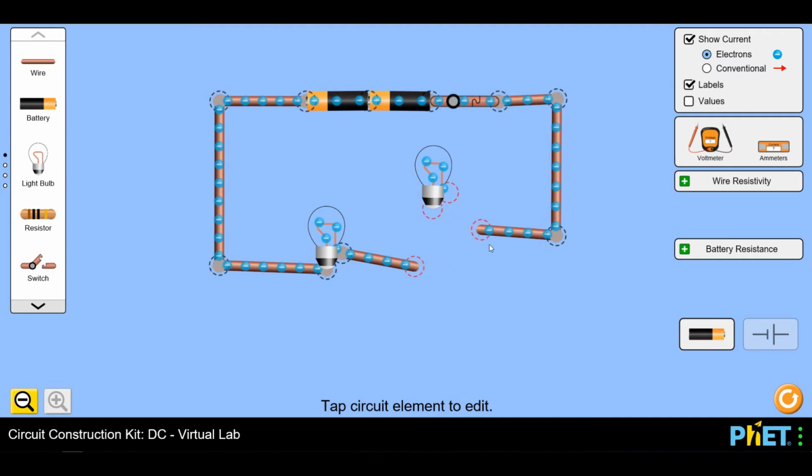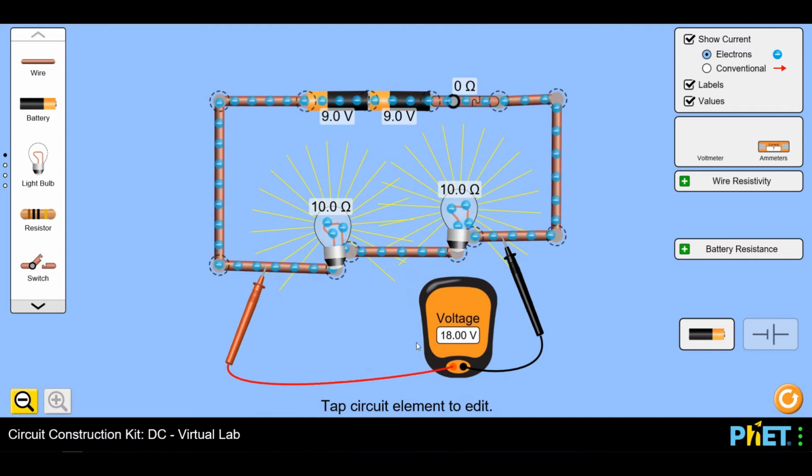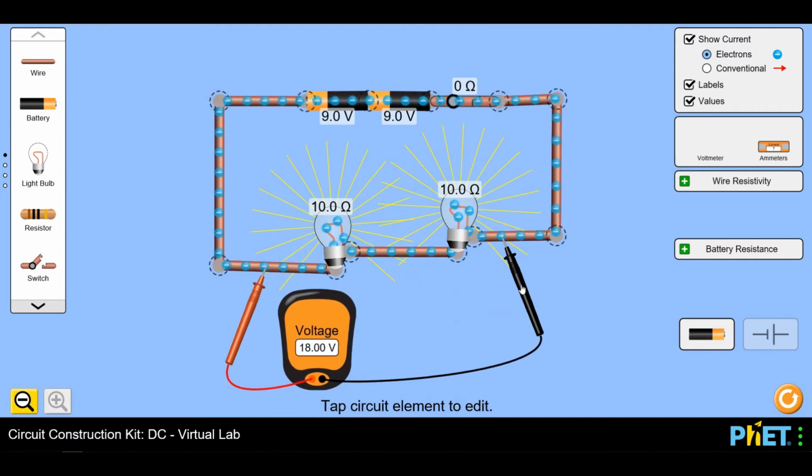Please note your observations. Let's reconnect the bulb and measure the voltage in each bulb using a voltmeter. What are the readings in the voltmeter for each bulb? What is the reading in the voltmeter for the 2 bulbs? Please note your observations.